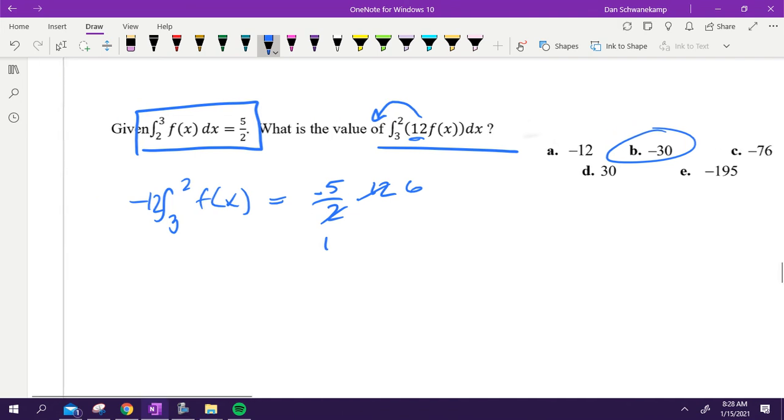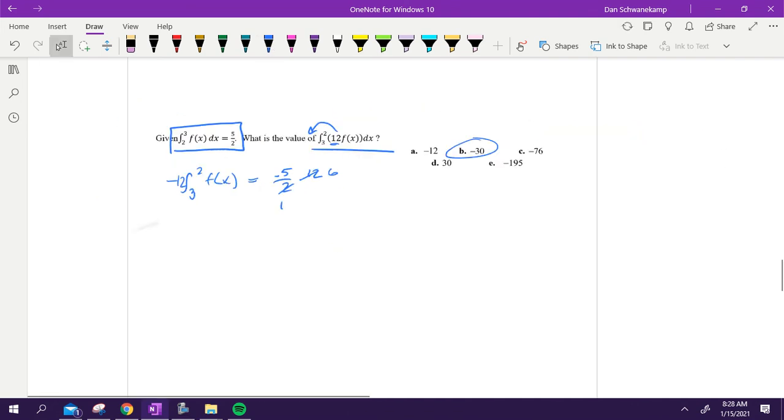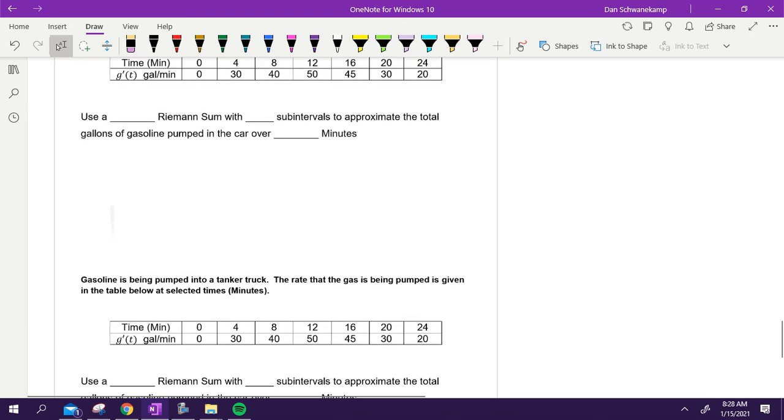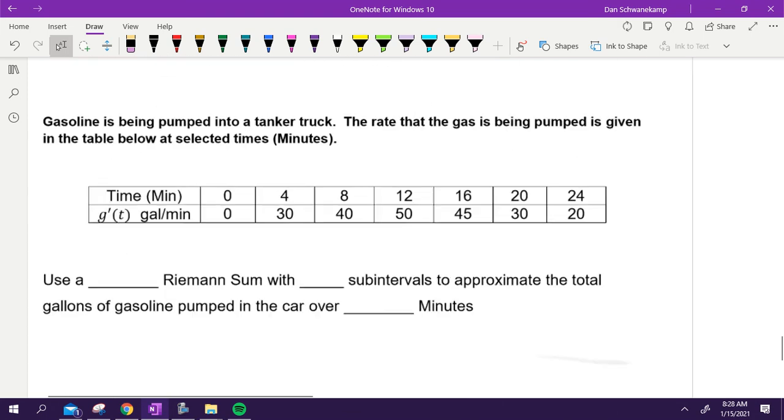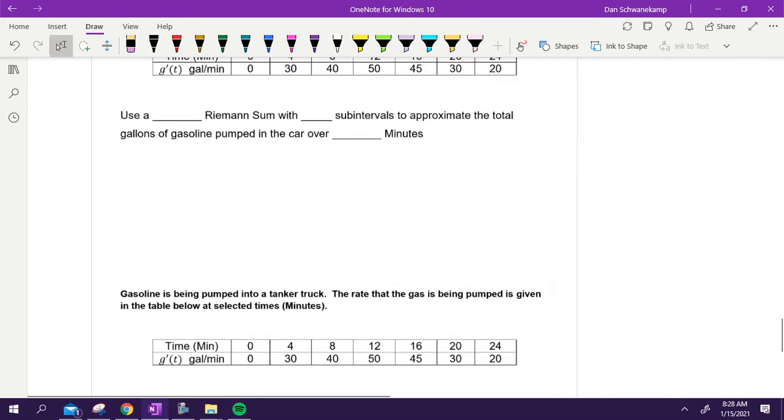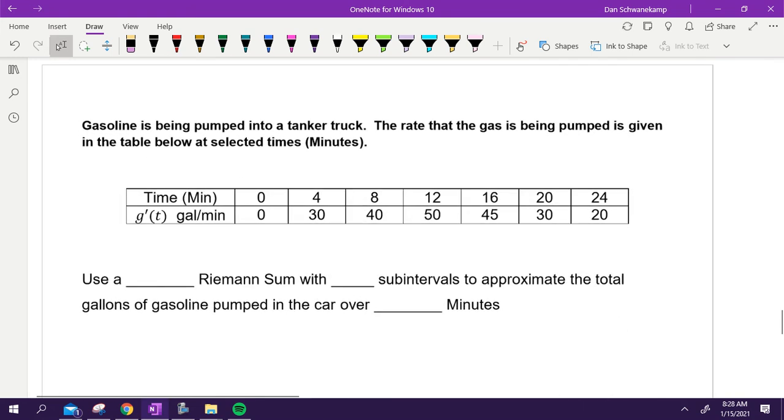Good there. One more. We haven't really done any of this yet today, but let's see it. Gasoline is pumped into a tanker truck. The rate that gas is being pumped in is given in this table. Use a left Riemann sum. Oh, no, I lied. Let's use a right. Oh, that's so much worse. With 4 sub-intervals.